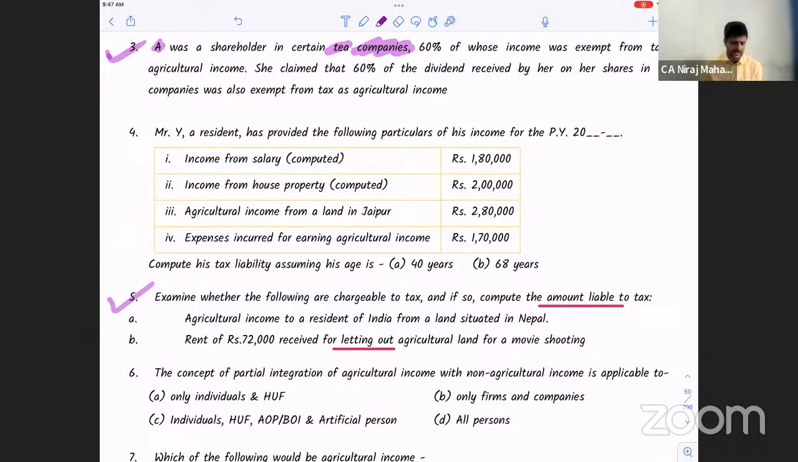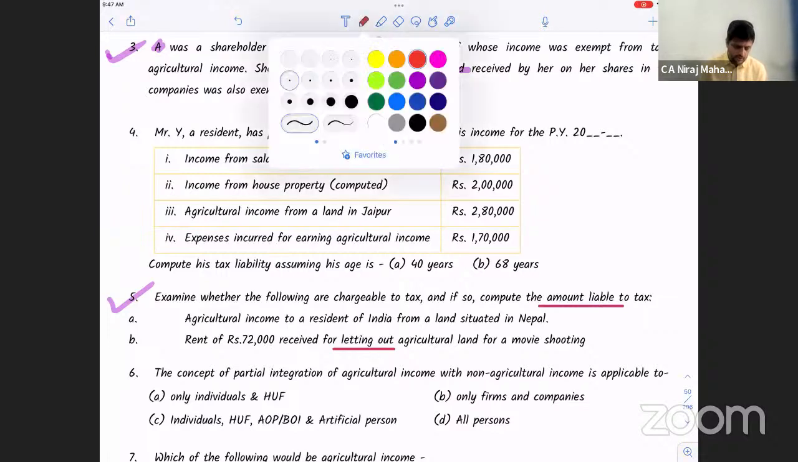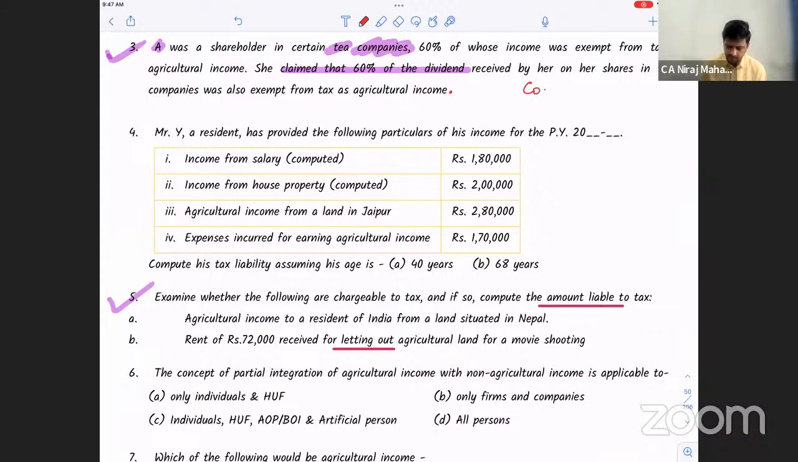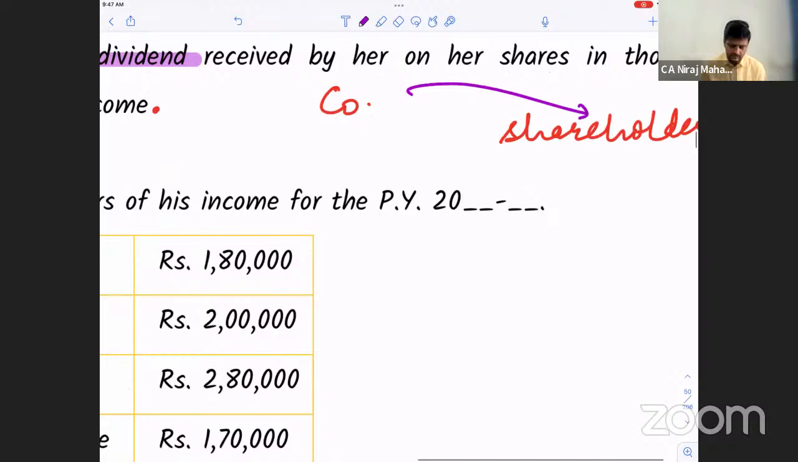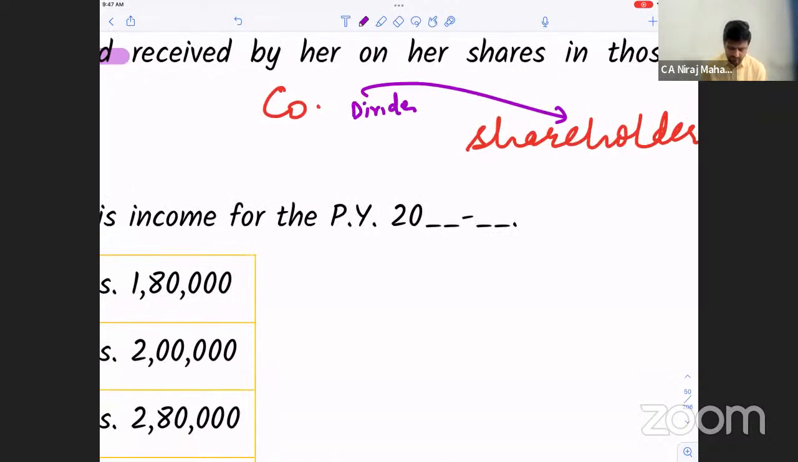She claimed that 60% of the dividend income received by her on her shares in those companies was also exempt from tax as agricultural income. So how many parties are involved right now? Two parties: the company and the shareholder. The shareholder is getting some income from the company, but in the nature of dividend. The dividend is connected through net profit, and net profit is coming through agricultural income, etc. The entire income is earned by the company only.